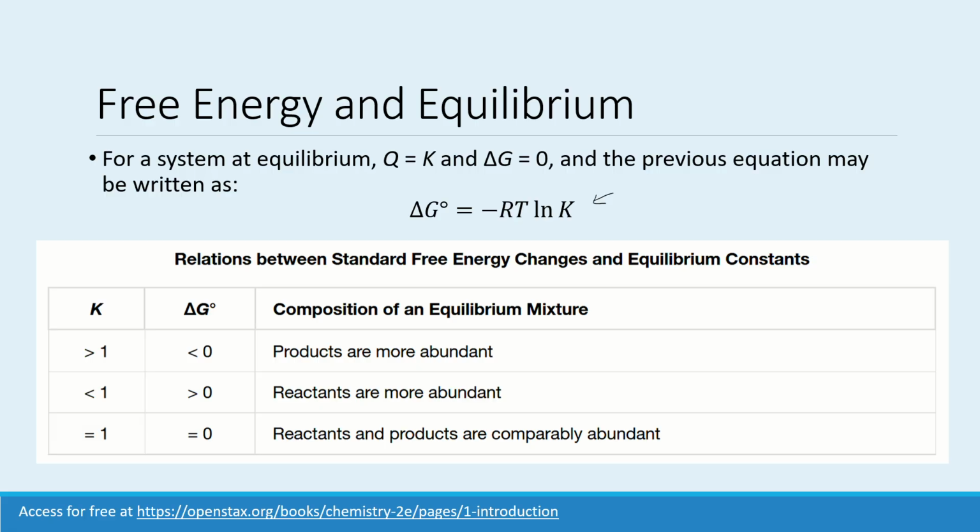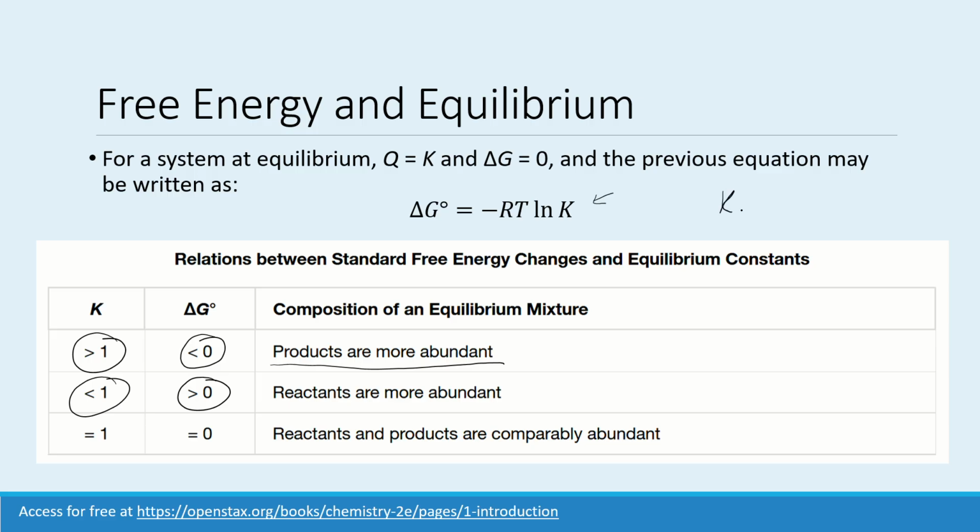And so that's how we're getting this equation here. If Q equals K, we're at equilibrium, delta G equals 0, and so the standard free energy is going to be equal to negative RT times the natural log of K. And so that tells us a few things about what our value of K tells us about delta G. If K is greater than 1, then we have a standard free energy value that is negative. If K is less than 1, so if K is very small, then you get a change in standard free energy that is greater than 0.